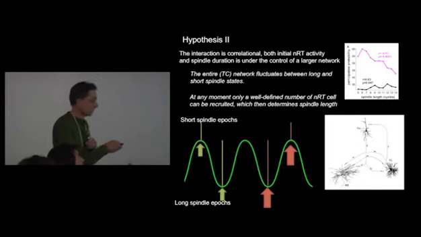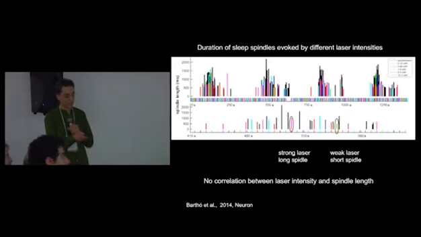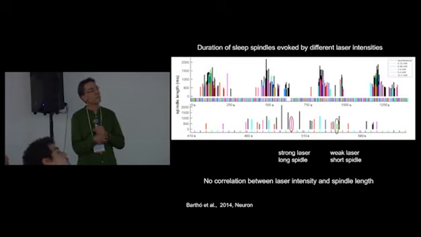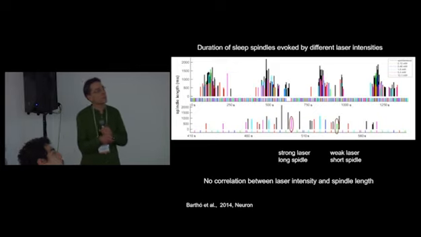The alternative scenario is that the entire system oscillates between short spindle and long spindle epochs. In this case, if you are in a short spindle epoch, no matter what light you use, you will get short spindles. And if you are in the long spindle range, no matter what you use, you get long spindles. And these are the results. In this case, the animal is sleeping naturally, and you activate continuously. You can see that sometimes laser activation doesn't work, and this is where you have deep sleep.